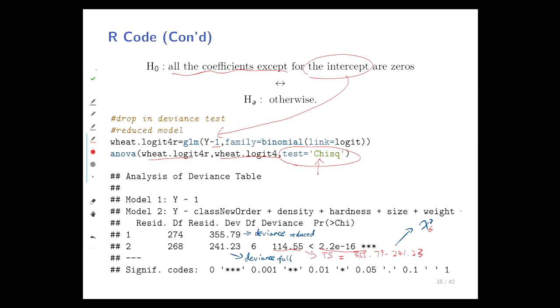So that's how we apply this overall significance test by using the ANOVA function. But what you can notice here is that we have 2 deviances, right? The deviance of the reduced model, with only the intercept.